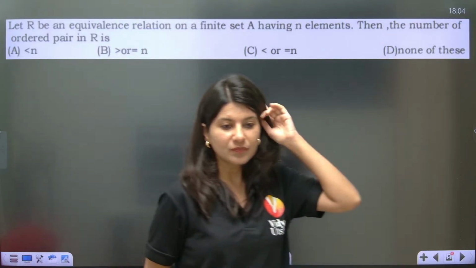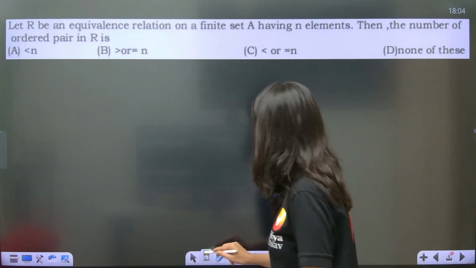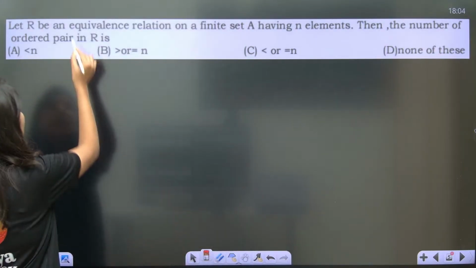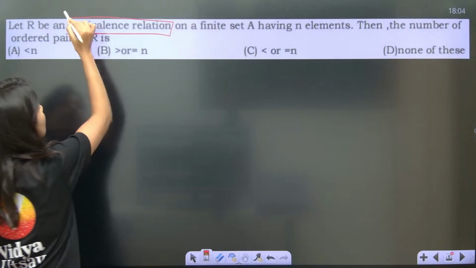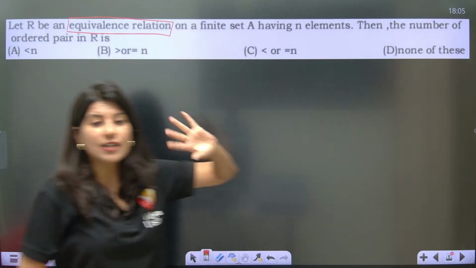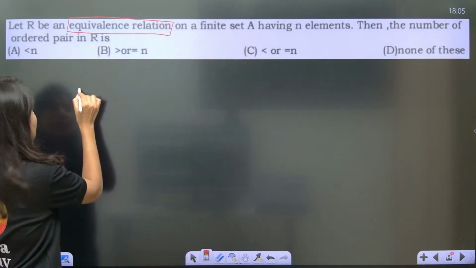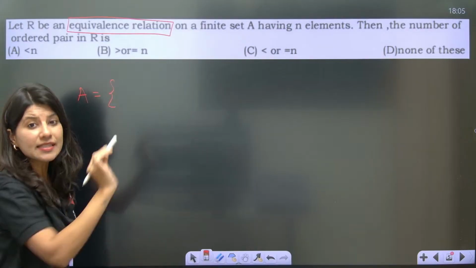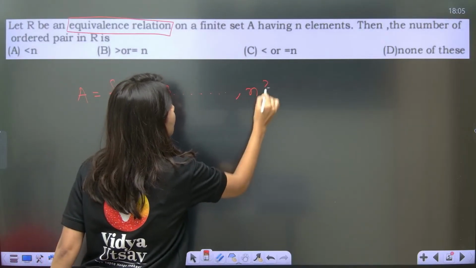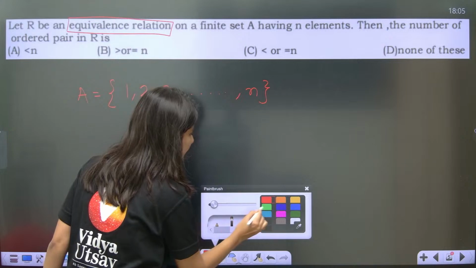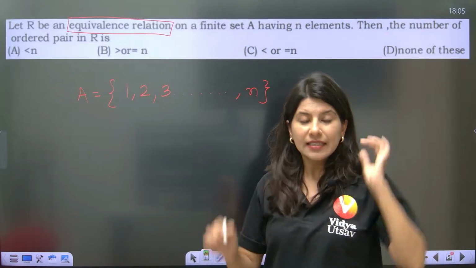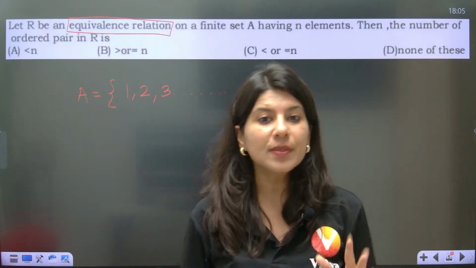Here we have relations and functions. Let's start reading it. The question says, let R be an equivalence relation on a finite set A having n elements. So set A has n elements. Suppose the set A has 1, 2, 3 and all the way up to n. As per the question, this particular relation is an equivalence relation.